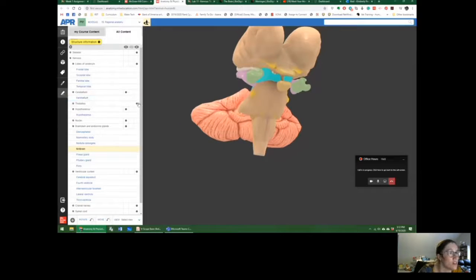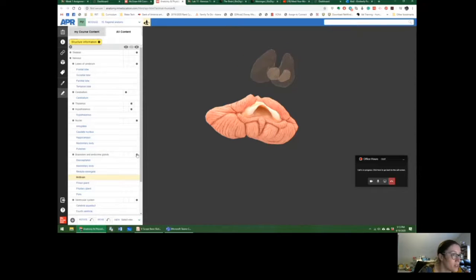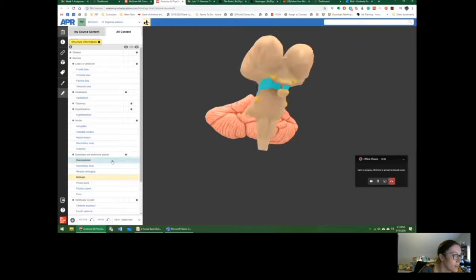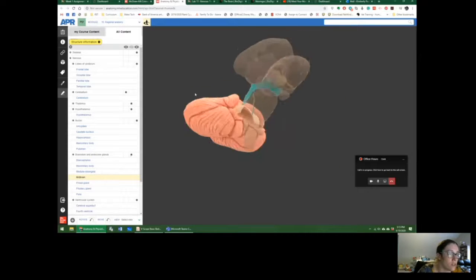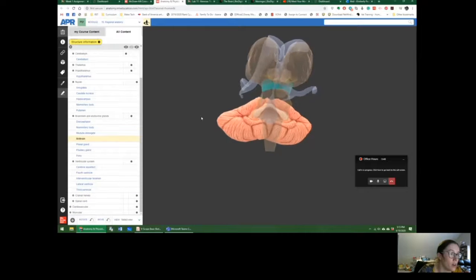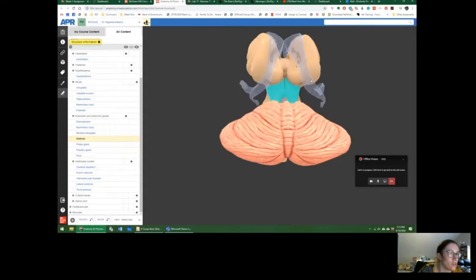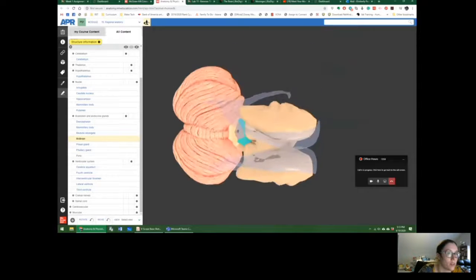Let's see, we can remove the thalamus, maybe, and we can go through here, the brainstem. Oh, we can make the brainstem a little bit see-through. So you can do a lot of cool stuff in here. I do think it's really cool that you can see how the ventricles wrap around the brainstem, and that helps a lot.